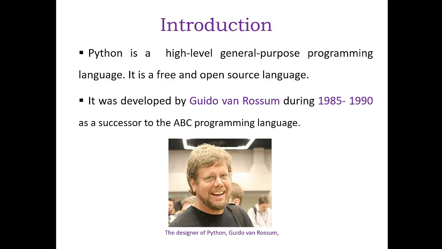Python is a high-level general purpose programming language. It is free software, an open source language, and Python was developed by Guido van Rossum during the years 1985 to 1990 as a successor to the ABC programming language.